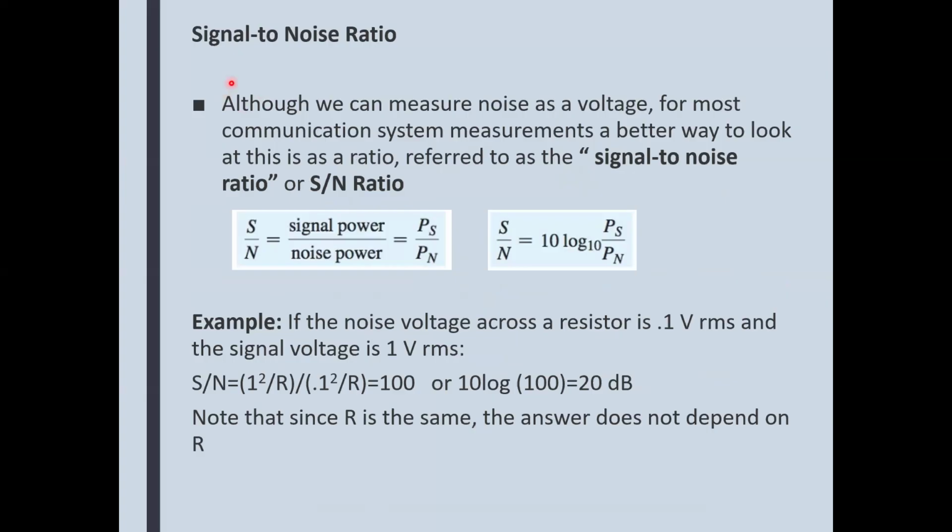Now we get to more building blocks. Signal to noise ratio. Well, signal to noise ratio, it's the signal power over the noise power ratio. If you just do that, you're going to get a fraction. Multiplied by 100, you're going to get that in percentage.